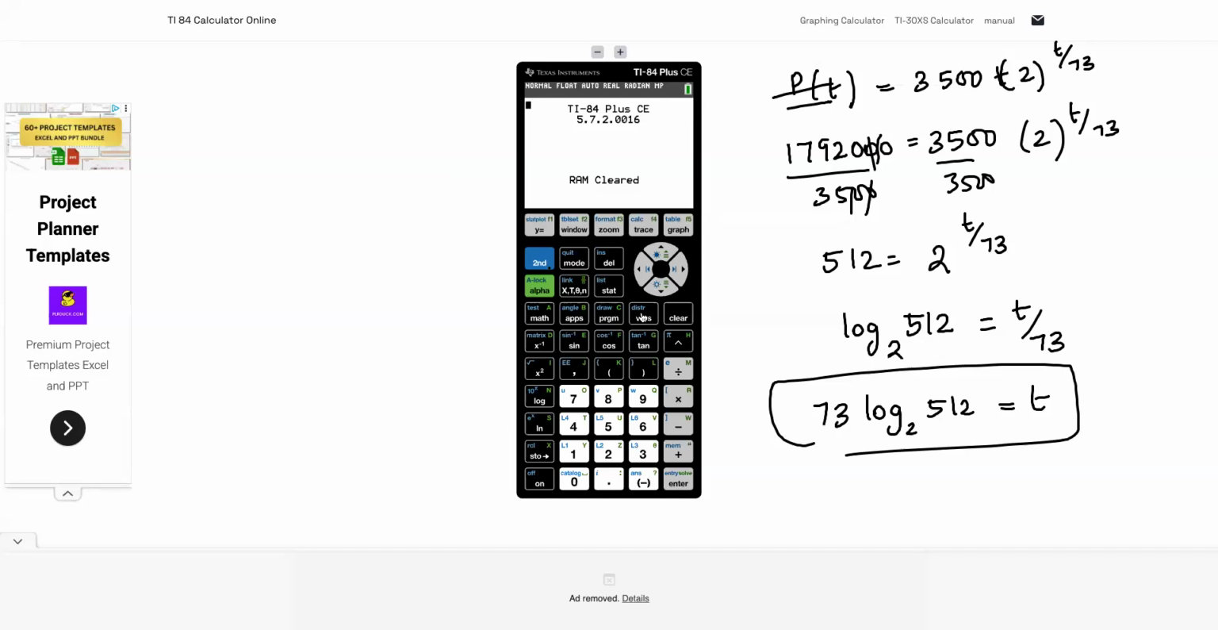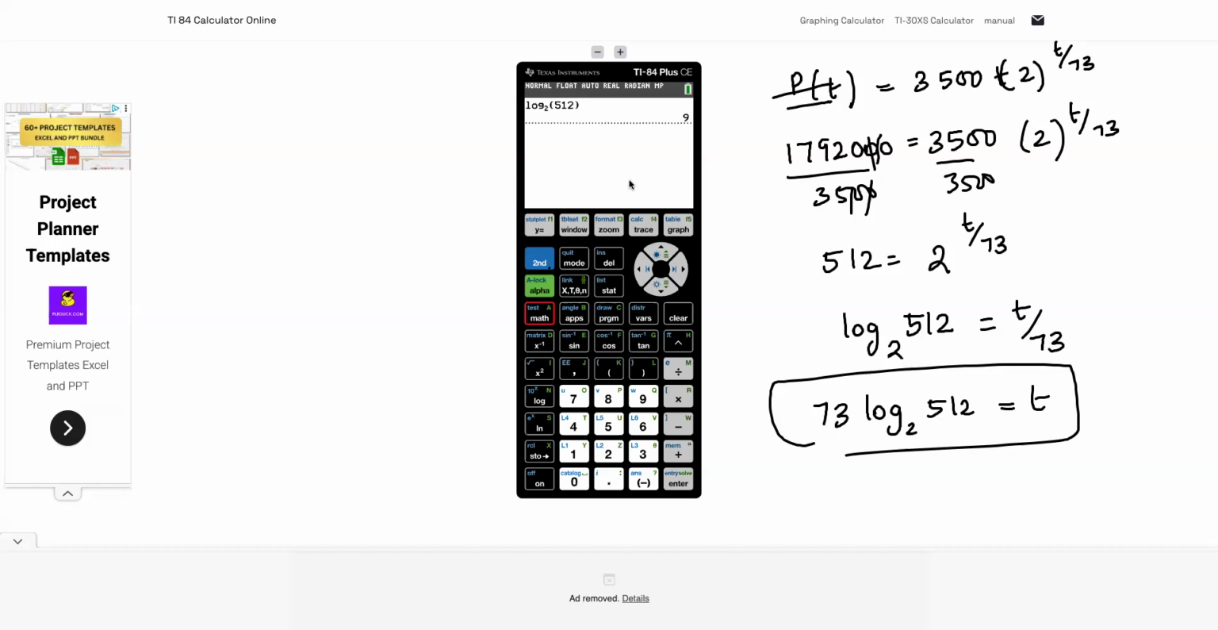So I go to where is the math button? Where's the math button, guys? Can you help me? It's right below the green alpha. Sorry, yes. Math. Here is the log base. Do you see the log base? Yes. Log base 2. Then I go up and type the 512. I get the answer, right?